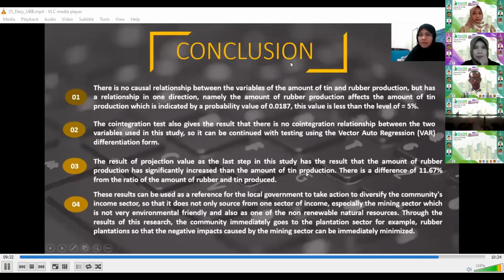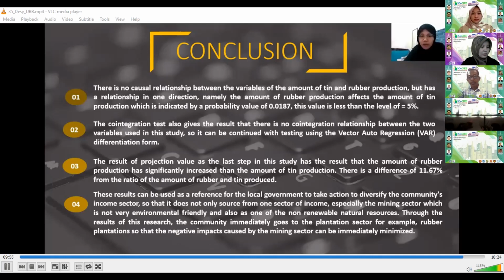There is a difference of 11.67% from the ratio of the amount of rubber and tin produced. This result can be used as a reference for the local government to take action to diversify the community income sector, so it doesn't only source from one income sector, especially the mining sector, which is not very environmentally friendly, and also is one of the non-renewable natural resources.